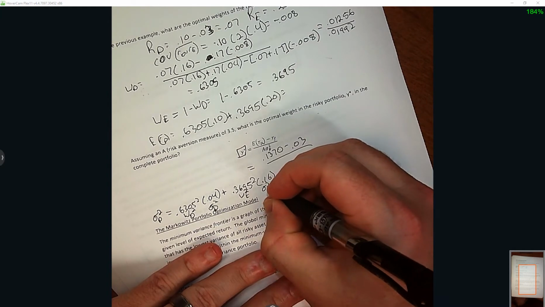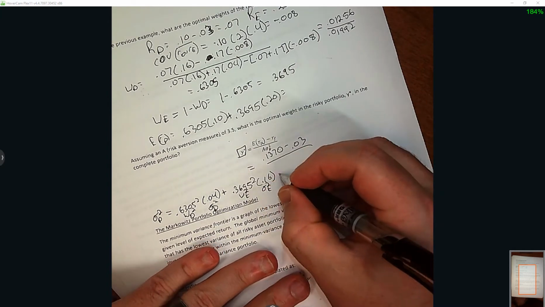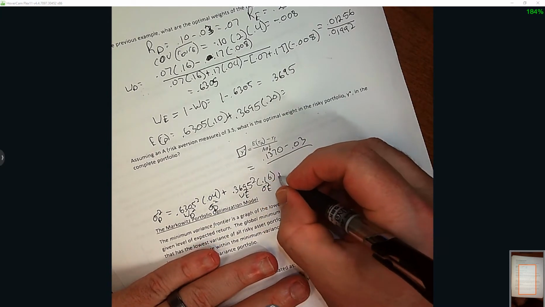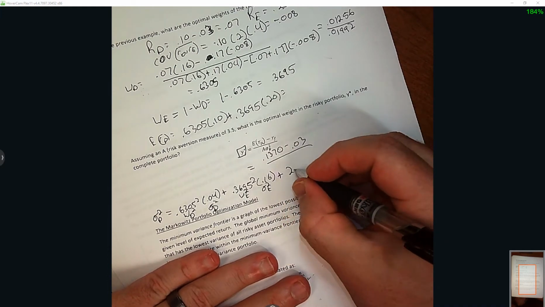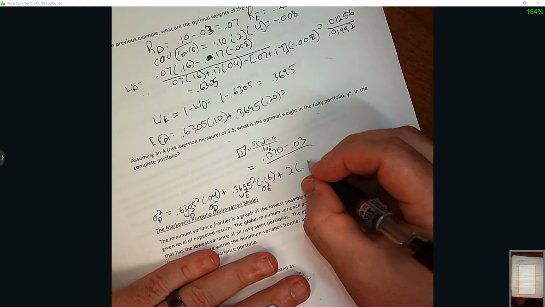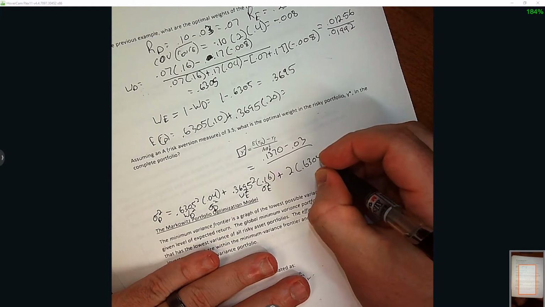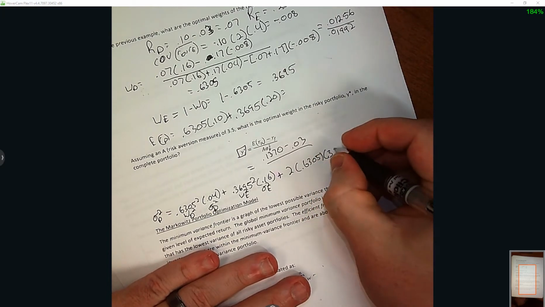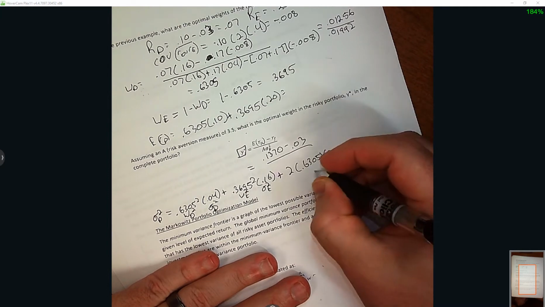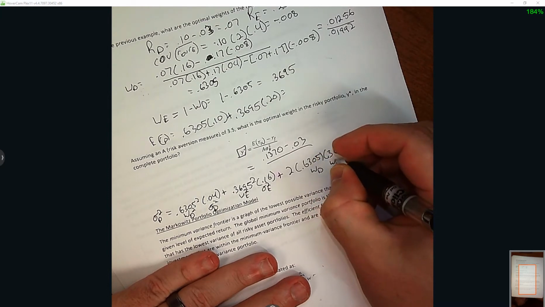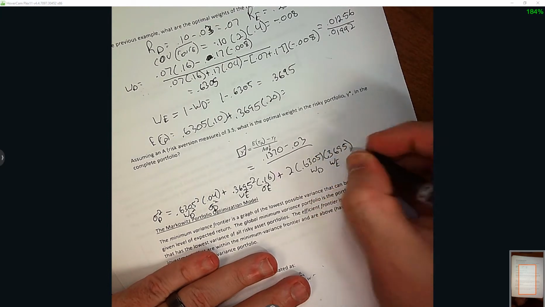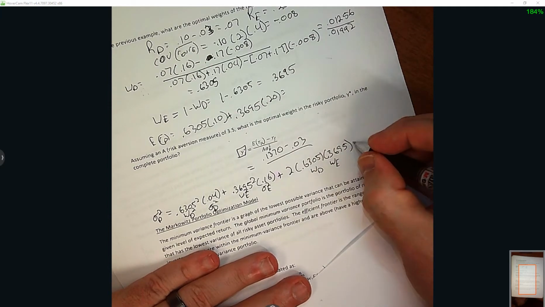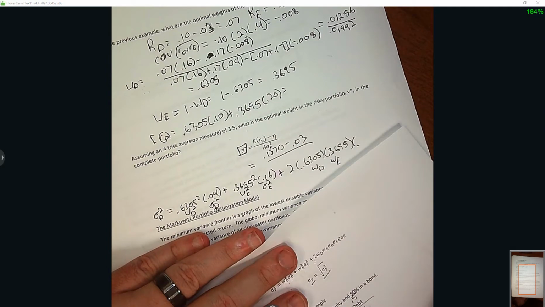So this is the variance of E plus 2 times 0.6305 multiplied by 0.3695. So that's the weight of D, weight of E, multiplied by the standard deviation of both.